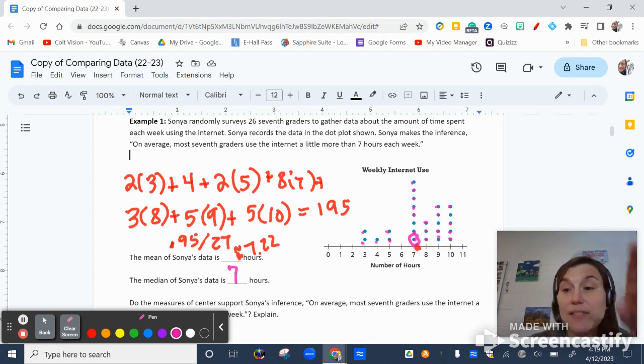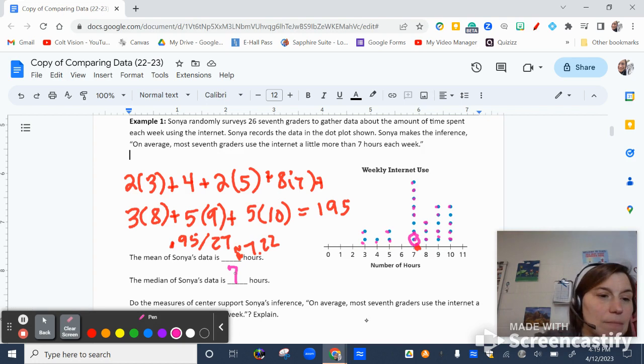So a little more than 7 sounds like she's using the mean. And we found the median to be 7, right? And if you look at the data distribution, the median at 7 is the last 7 in our data set. So I think it's fair to say that she's accurate. So a little more than 7 or 7, we can say 7 hours or a little more than 7. That would be a good inference. They spend about 7 hours.